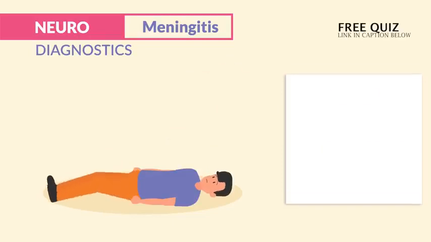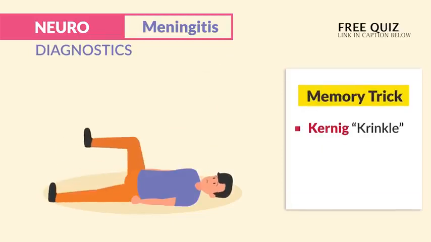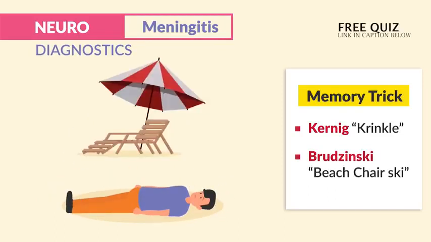So the memory trick is the Kernig crinkle. When the knees are straightened up, the clients crinkle up in pain. And the Brudzinski beach chair is the other memory trick. The body kind of folds up like a beach chair when the neck is flexed.